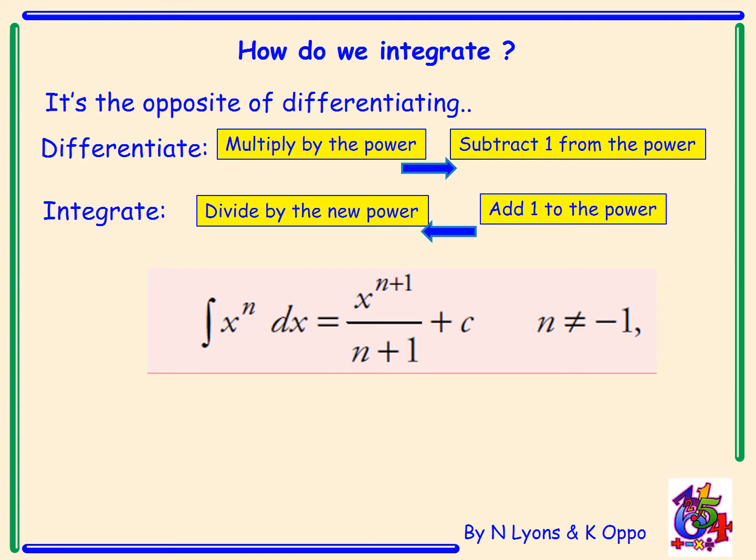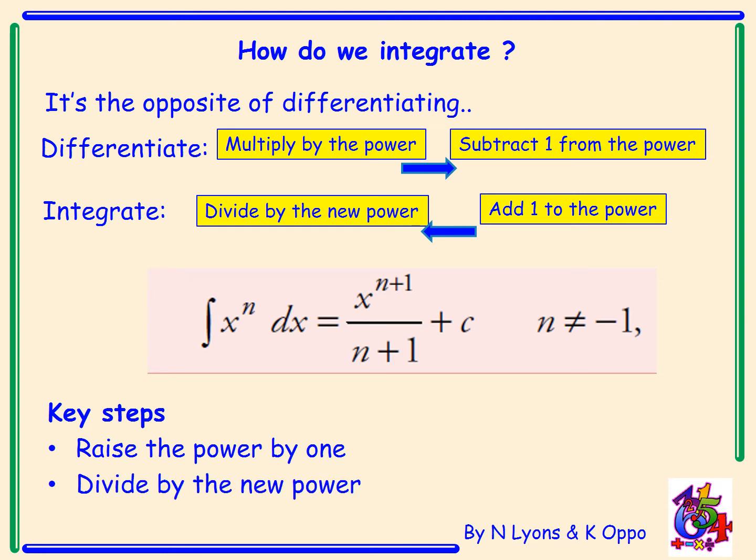And here it's written out for you. This is how it's written in the textbook. So we've got the integral of x to the power n with respect to x equals x to the power n plus 1 divided by the new power n plus 1 plus c, the constant of integration. Key steps then. We need to raise the power by 1, divide by the new power, and always remember to add the constant of integration.